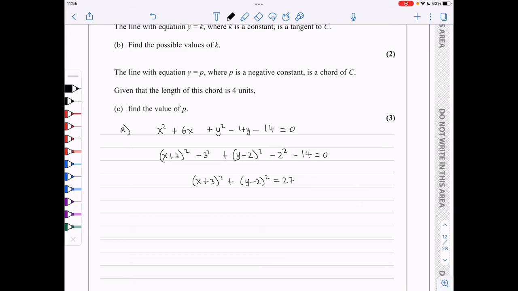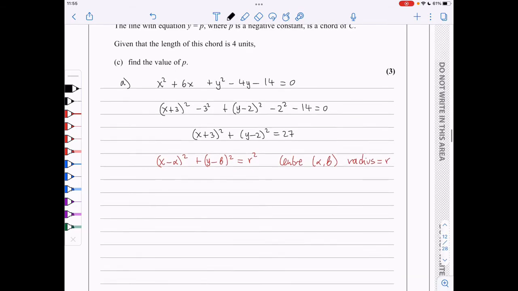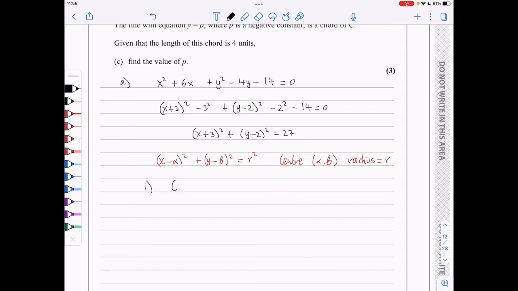We know that the circle with equation x minus alpha squared plus y minus beta squared is equal to r squared has center alpha, beta and radius r, and therefore we can safely conclude that for part I the center has to be negative 3, 2, and for part II the radius has to be root 27.